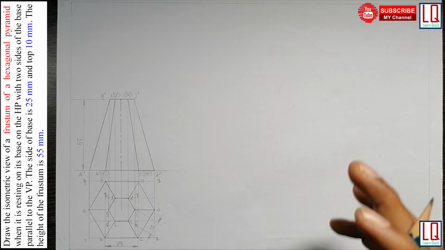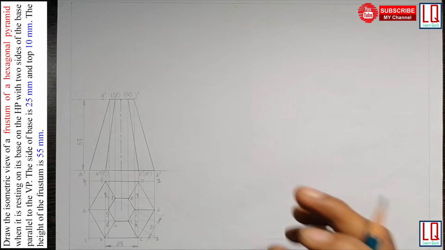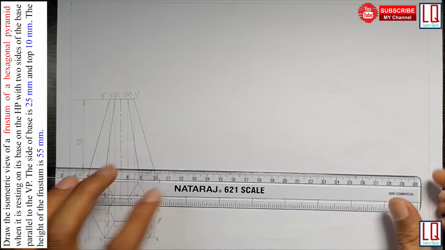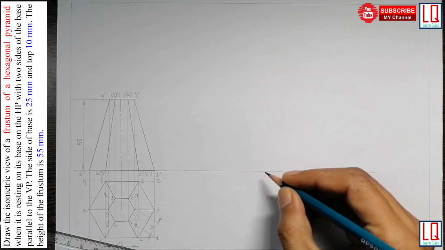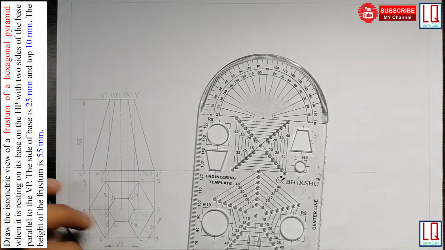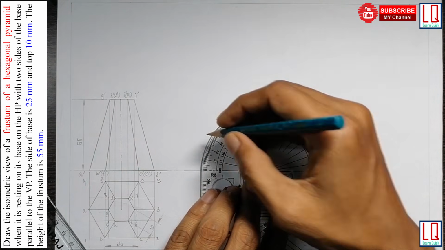So I will be making the box for the big hexagon first, then I will position my small hexagon in the top plane. So first I have to use the values of 1, 2, 1, 4 and the height of the frustum to construct the box. So first I will draw a horizontal line and mark a point. So here mark 30 degree in both the sides.